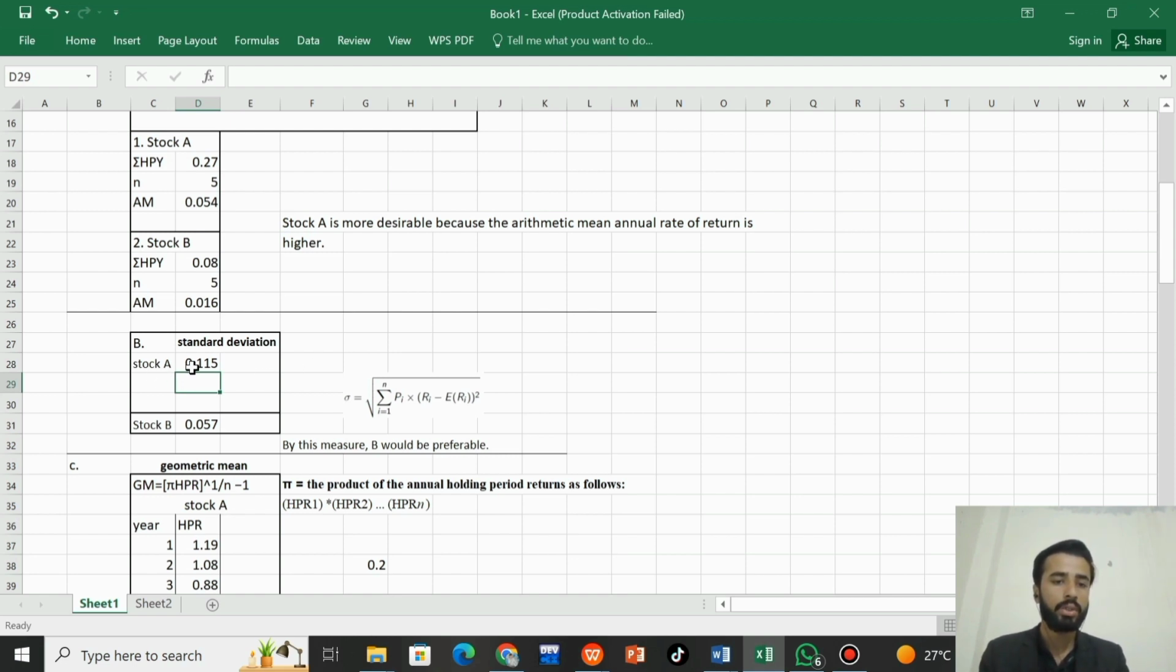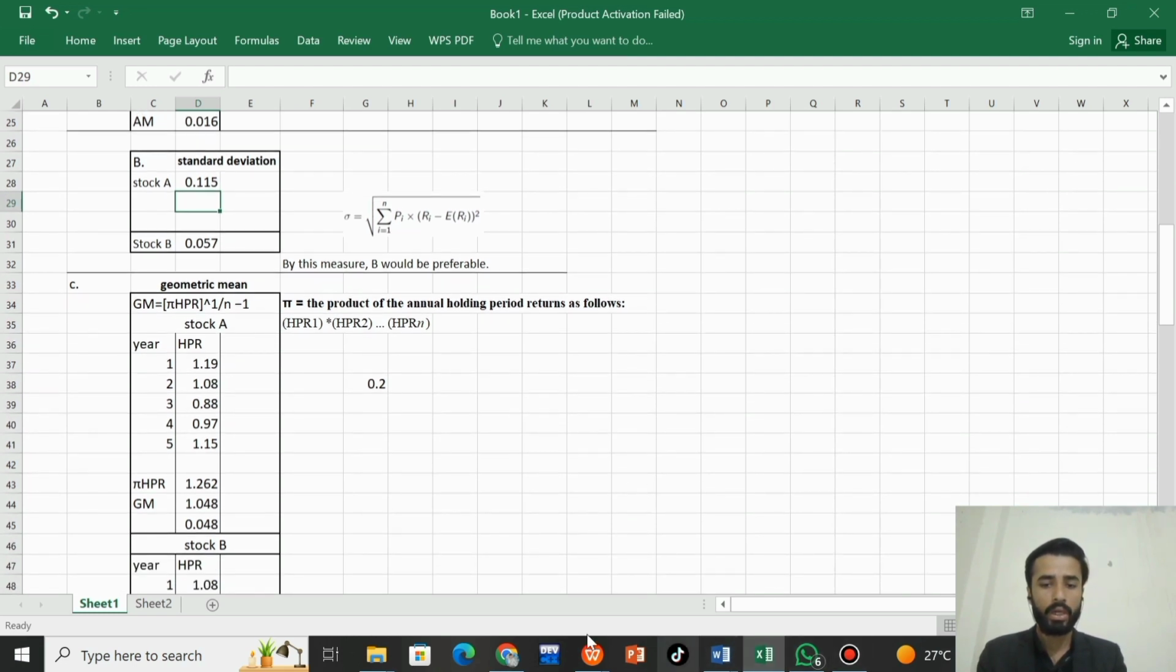For stock A it is 0.115. For stock B it is 0.057. By this measure, B would be preferable because the deviation in B is lower. We suggest which is desirable on the basis of low deviation, which means low risk.